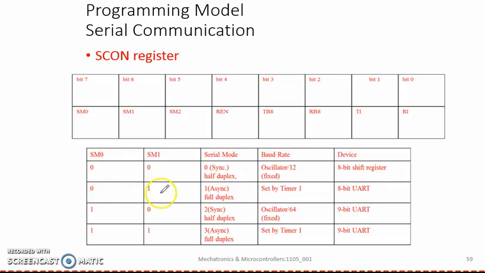When the bits are 0, 1 respectively, it is mode 1, asynchronous full duplex mode. The baud rate will be set by timer 1 and it behaves as an 8-bit UART. When the bits are 1, 0, it behaves as mode 2, synchronous half duplex mode with the oscillator frequency divided by 64. It behaves as a 9-bit UART. When both the bits are 1, 1, it is mode 3. It behaves as asynchronous full duplex mode. The baud rate will be set by timer 1 and it behaves as a 9-bit UART.